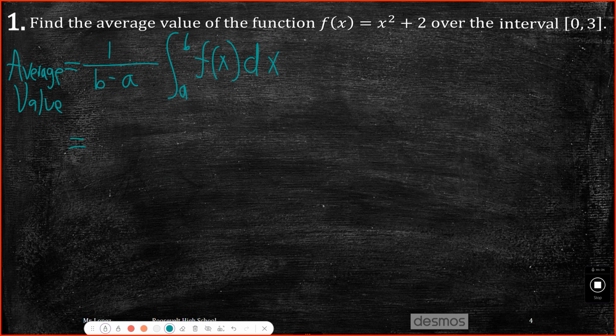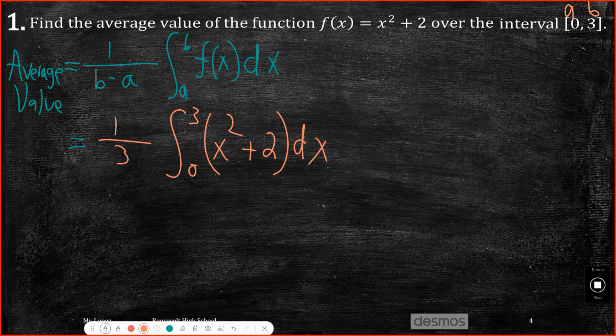So it's going to equal 1 over, this is A, this is B. So what is B minus A? Look at the numbers. It's just 3, no? 1/3. Integral from 0 to 3 of x squared plus 2 dx. Ah, that's an easy integral. I'm giving you very easy integrals here. Let's just integrate this and evaluate it.